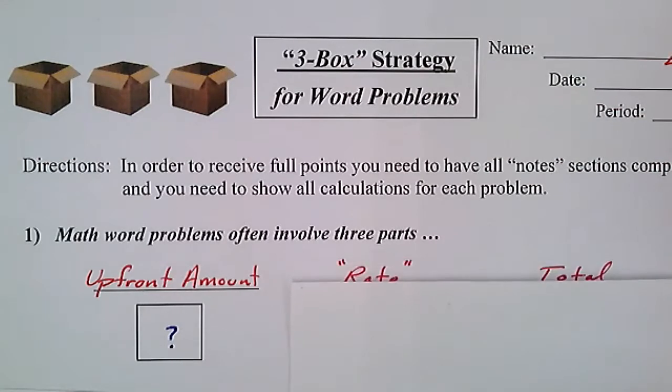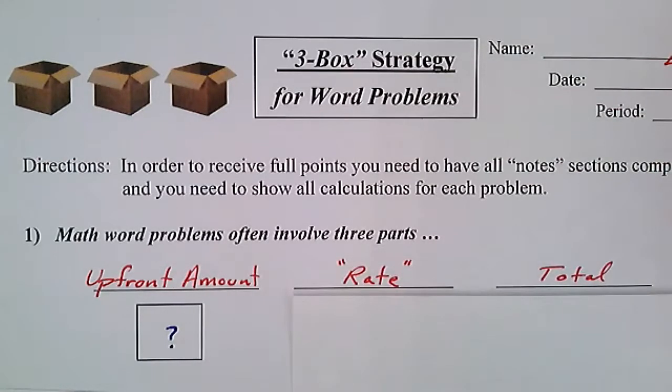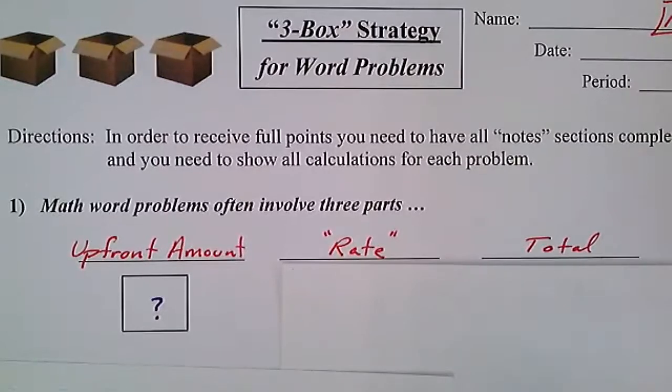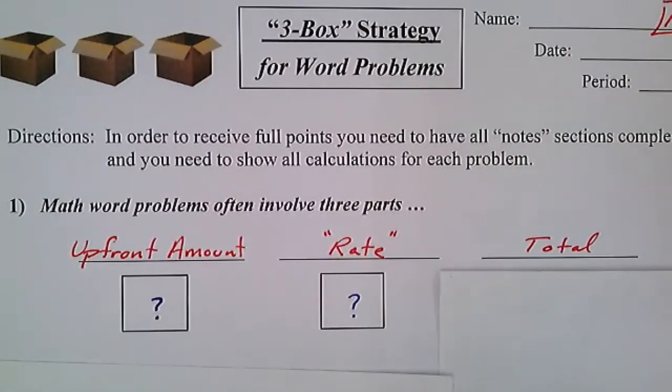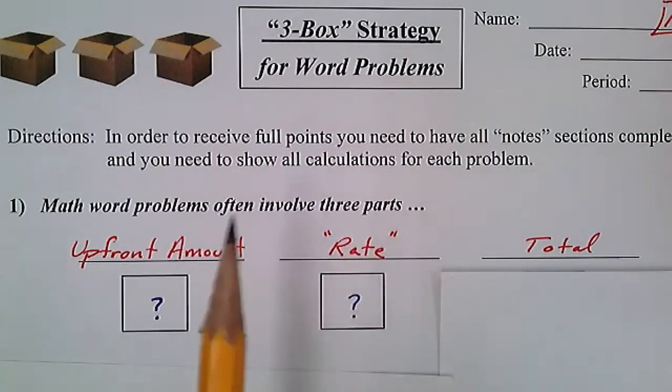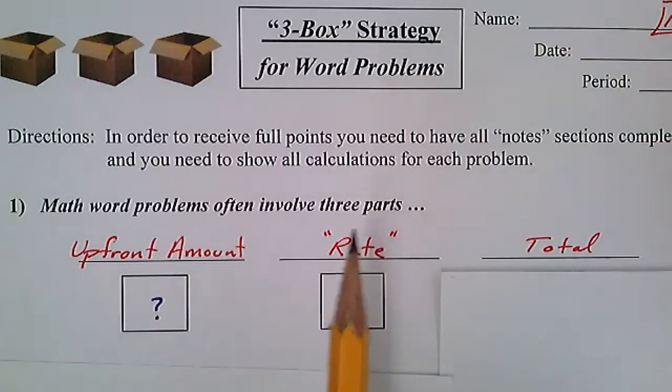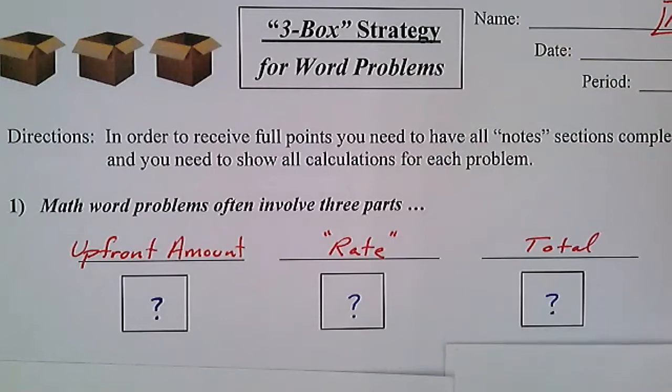The next part that a word problem will often have is what's called the rate. We're going to talk about the rate in just a moment, but an example would be if you're earning $10 per hour at a job, or if you get an allowance of $10 per week from your parents. That would be a rate. So word problems usually have an upfront amount, a rate, and then some type of total, some kind of finishing amount.